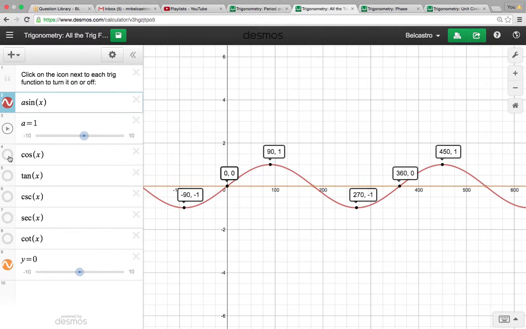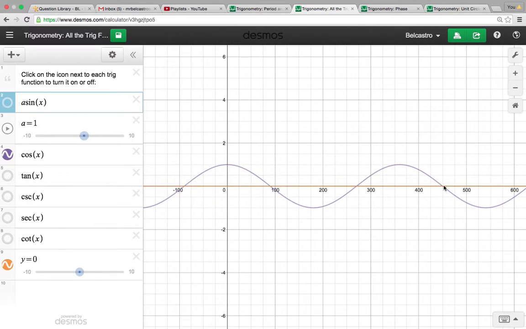Now, cos wave. Turn sine off. It's very, very similar. It has the exact same amplitude. The amplitude of a cos wave is 1. It goes up from the equation of the axis, which is at 0. It goes up 1, it goes down 1, so negative 1, positive 1, so that's your amplitude.